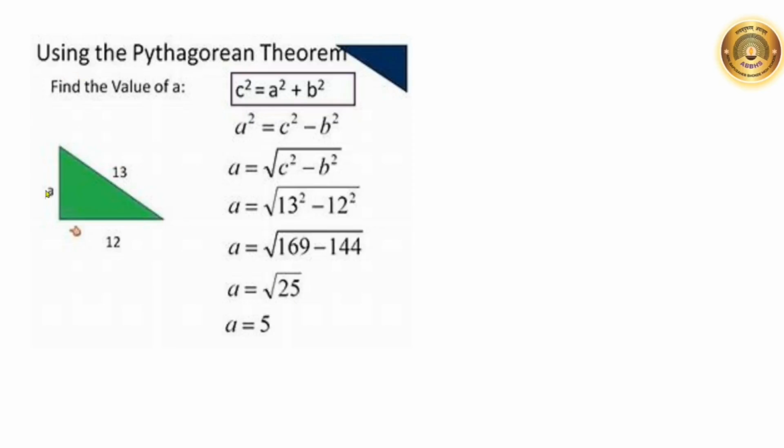Using Pythagoras theorem, find the value of A. Let's take the hypotenuse as C. So we can write C square is equal to A square plus B square. So A square becomes C square minus B square. Substituting the values of C and B, we get 13 square minus 12 square. 13 square is 169 and 12 square is 144. So we get A is equal to square root of 25. Square root of 25 is 5. So the length A is 5 units.